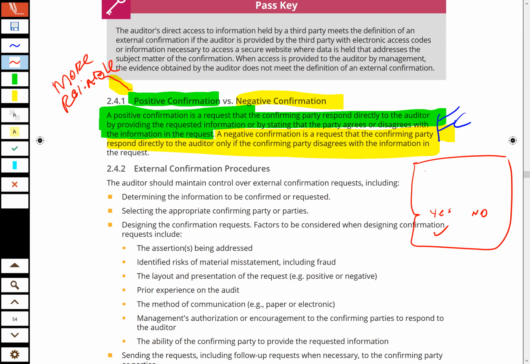Got it. And so now, if we're talking about accounts payable confirmation, you're saying, how much do I owe you? And you don't just put a yes, no. You make them fill it out.